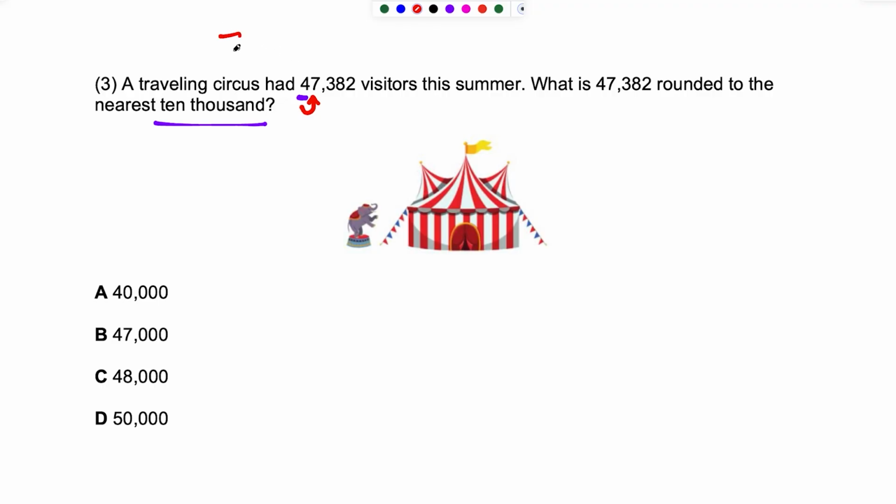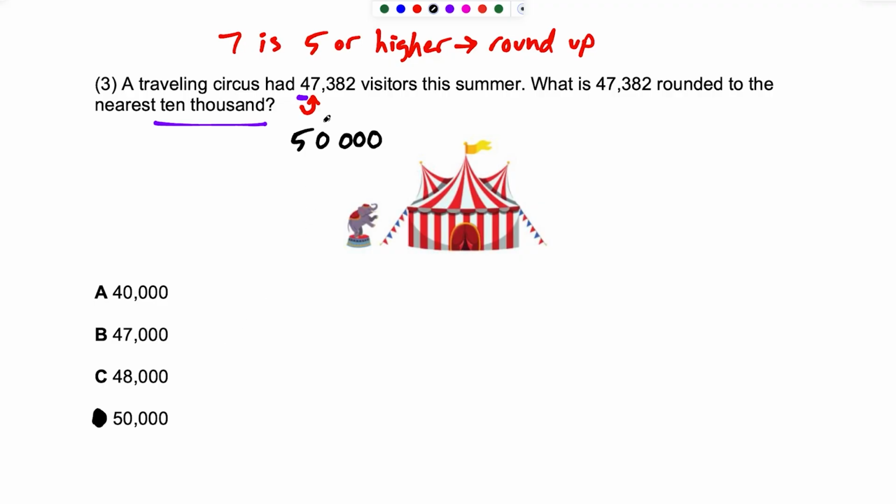Notice that 7 is 5 or higher. So this tells us to round up to the next digit. If we're looking at the 4 in the 10,000s place, we're going to round it up to a 5, which is going to round this whole thing up to 50,000. So 50,000, choice D, is our answer.